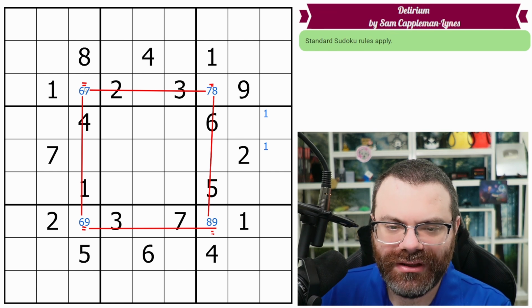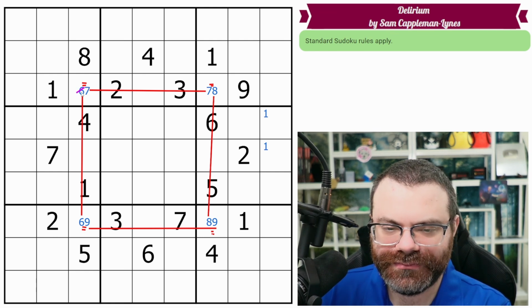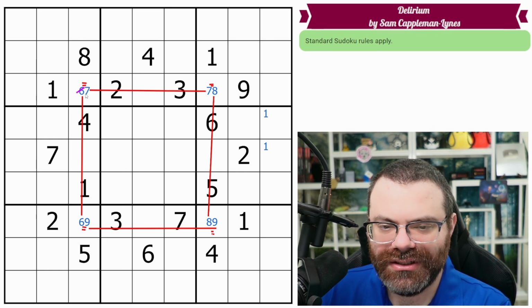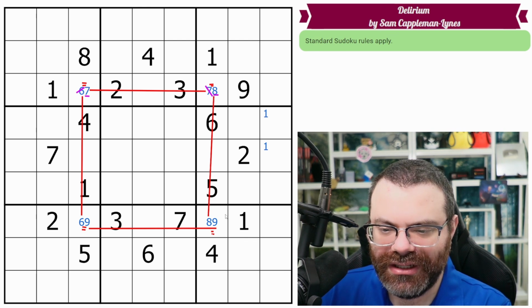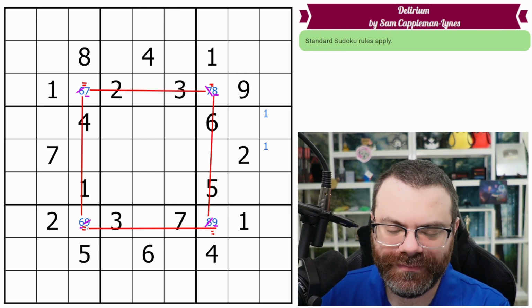All right, so we're pretending this 6 is not true. And we're trying to prove that this other 6 becomes true in that case. So the 7 becomes true, which means this 7's not true, which means this 8 is true, which means this 8's not true, which means this 9 is true, which means this 9's not true, which means this 6 is true. And we've proven what we want to prove.